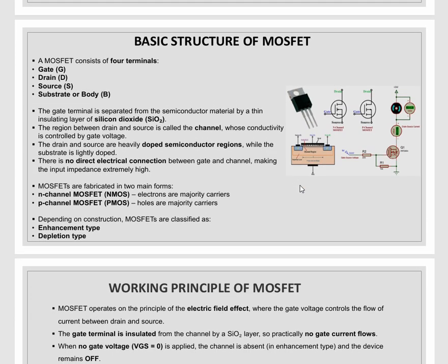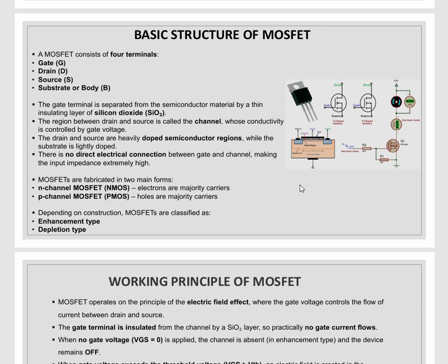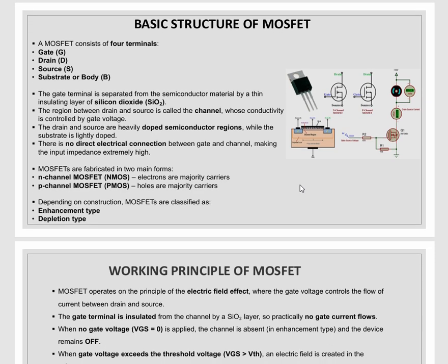Our next slide is about the basic structure of MOSFET. A MOSFET consists of four terminals: gate, drain, source, and substrate or body. The gate terminal is separated from the semiconductor material by a thin insulating layer of silicon dioxide, SiO2. The region between drain and source is called the channel, whose conductivity is controlled by gate voltage. The drain and source are heavily doped semiconductor regions, while the substrate is lightly doped. There is no direct electrical connection between gate and channel, making the input impedance extremely high.